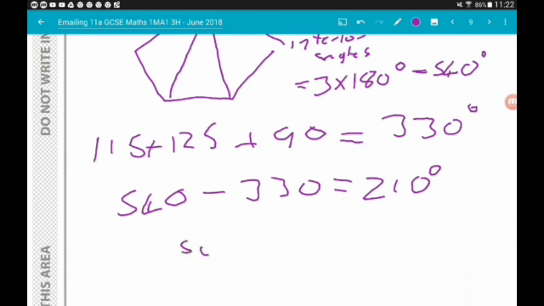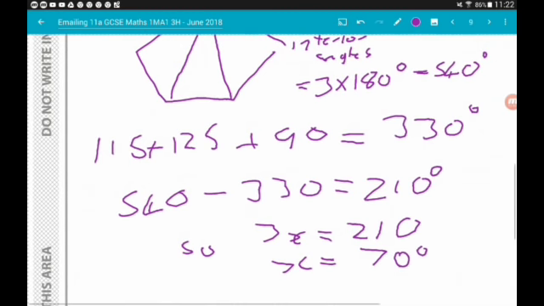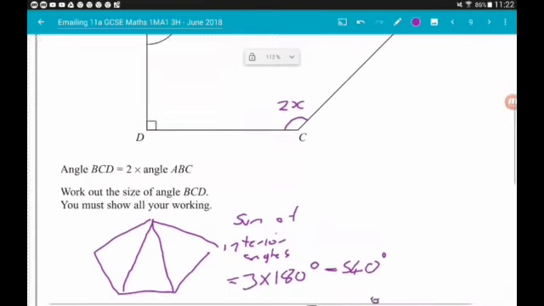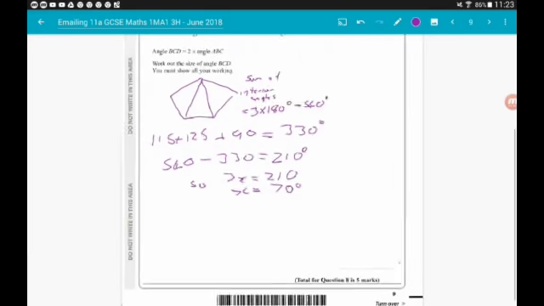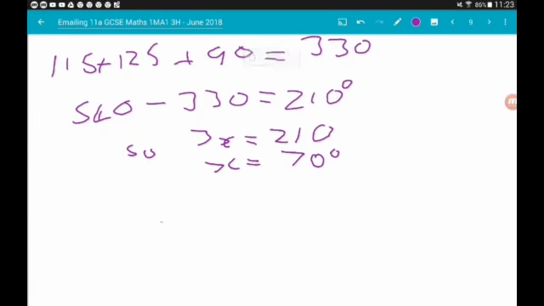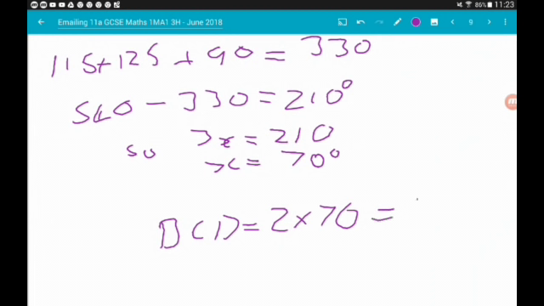So 3x is 210. Divided by 3, x is 70 degrees. So remember the angle that we want is BCD, which is 2x. So finally, BCD is 2 times 70, which is 140 degrees. Good times.